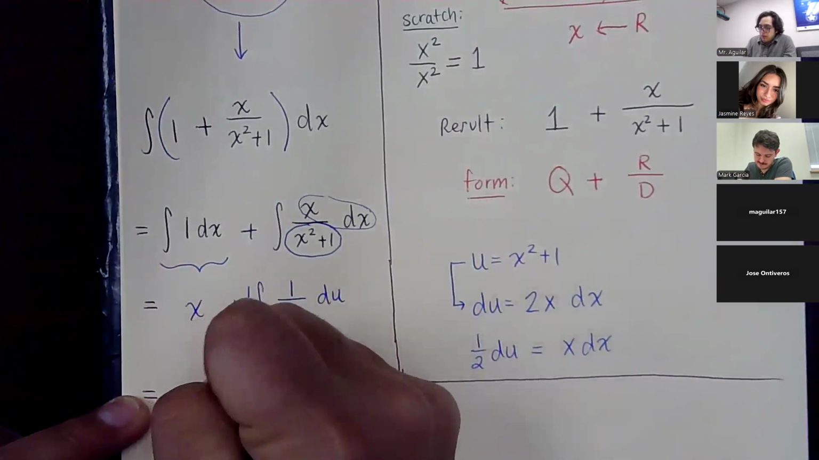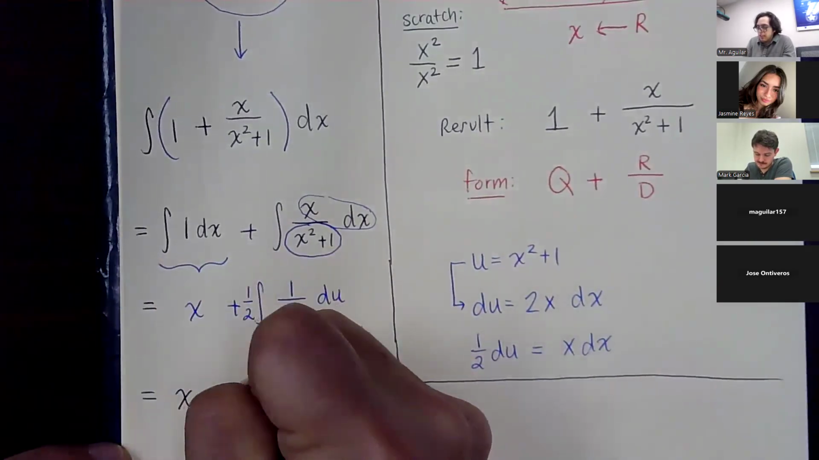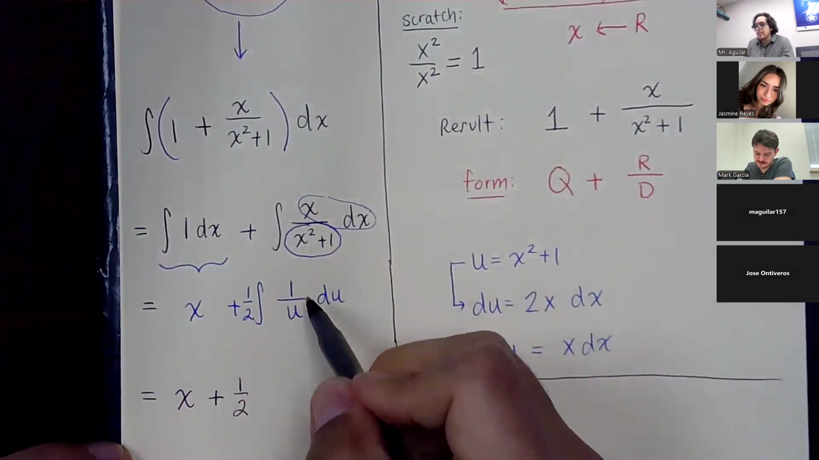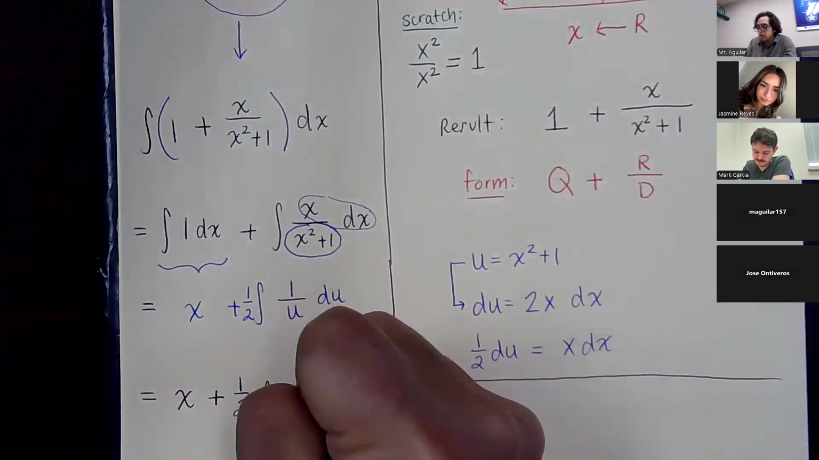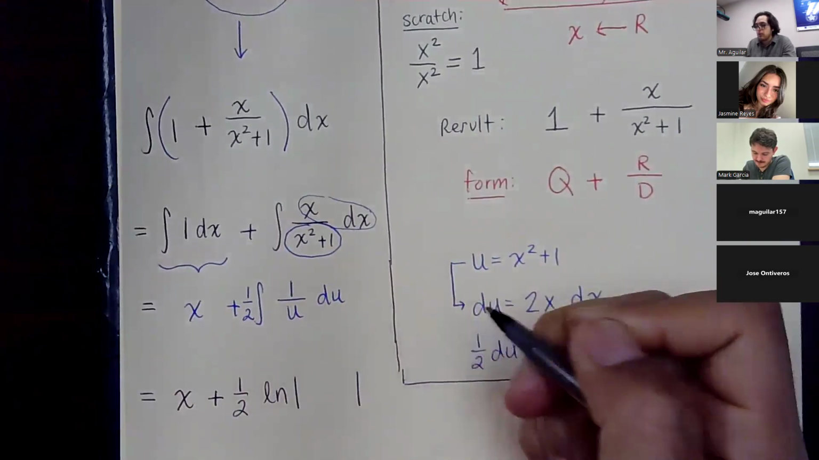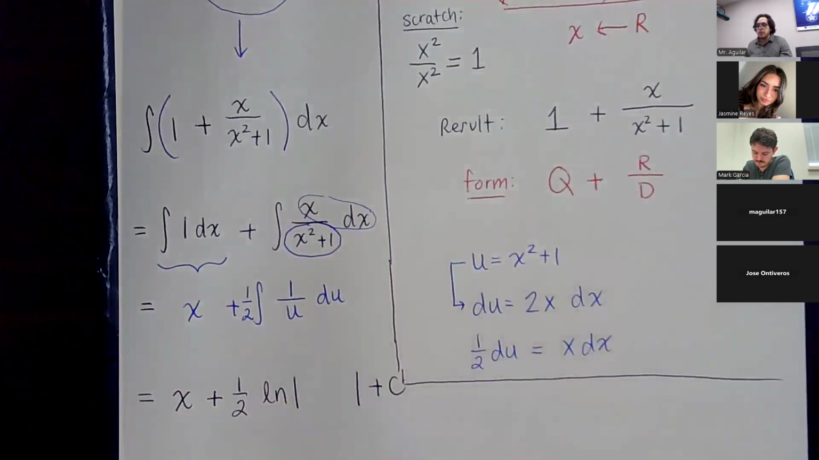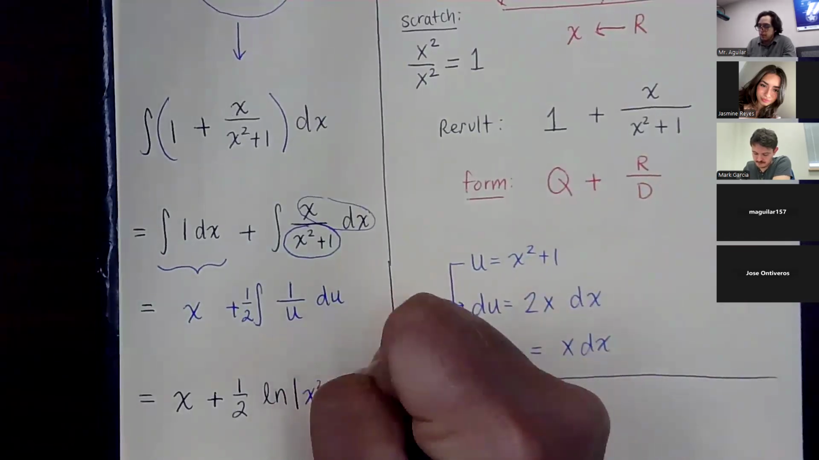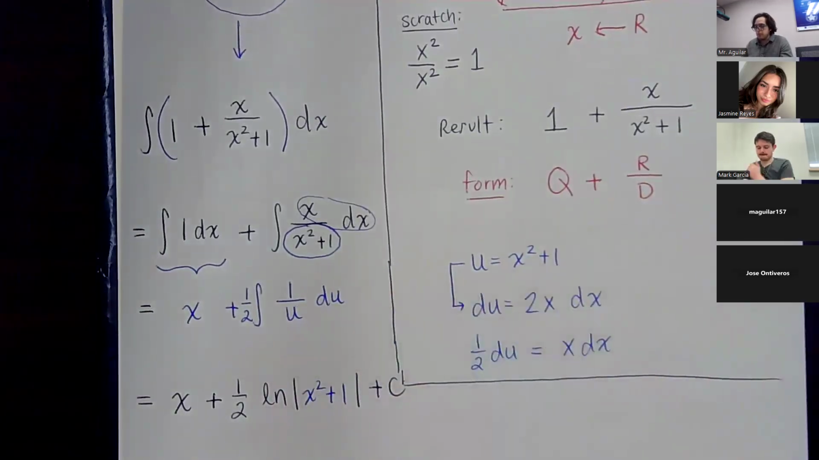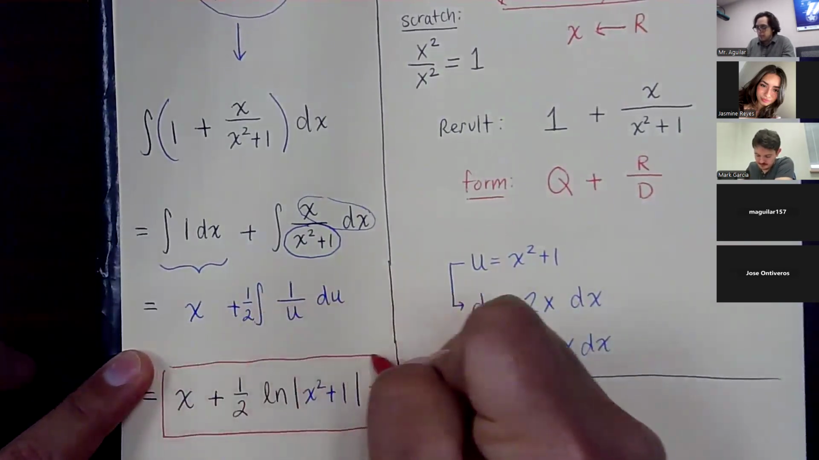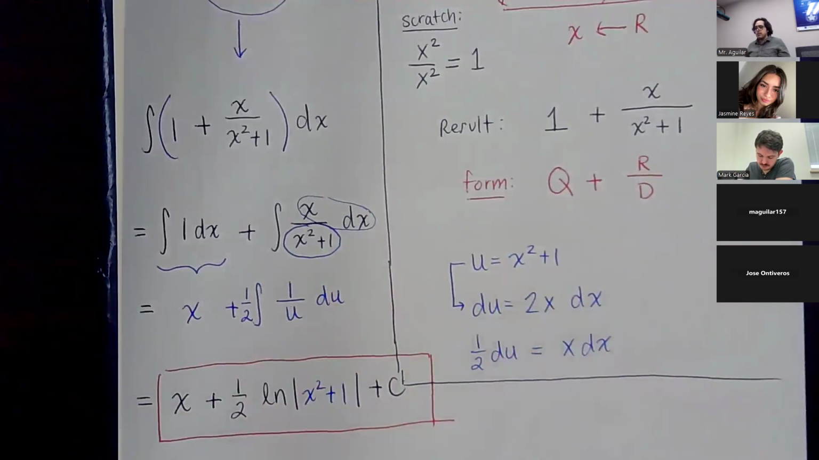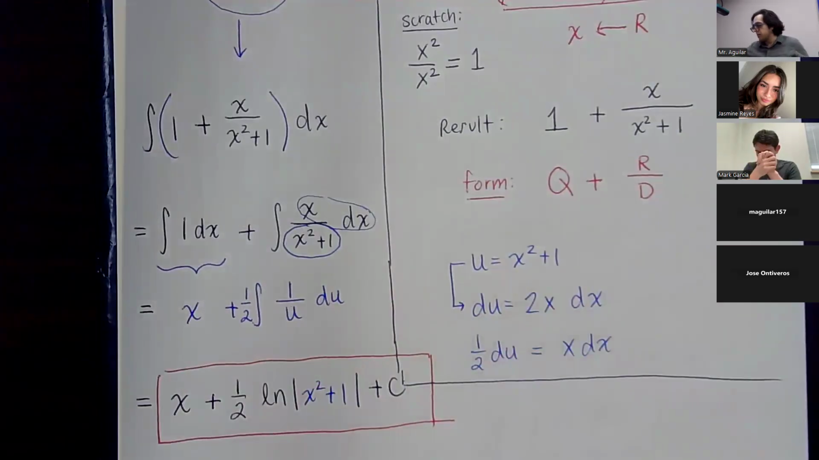So we have this part here where we have x already done. Don't have to worry about it, just dragging it down. Then we have plus 1/2, and this guy is just going to be the natural log of the absolute value of u plus c. And I'm just going to go ahead and plug u back in, which was the x squared plus 1. I'm going to wrap it up because that was kind of a doozy, and we don't want to do any additional processing there. Any questions, comments?